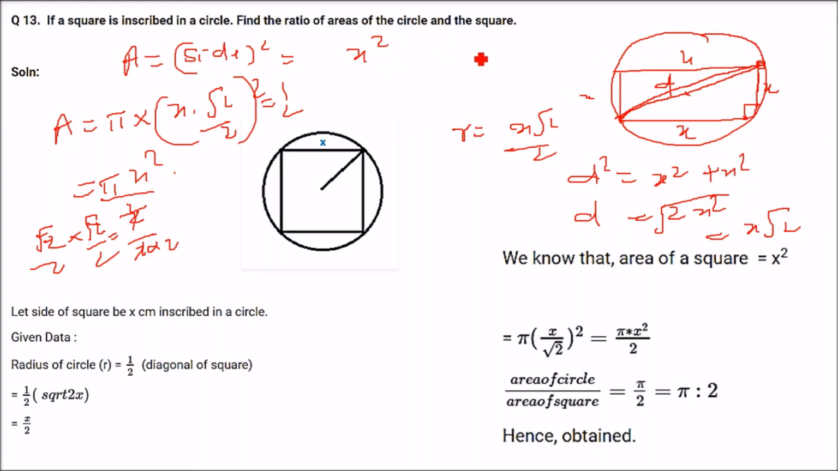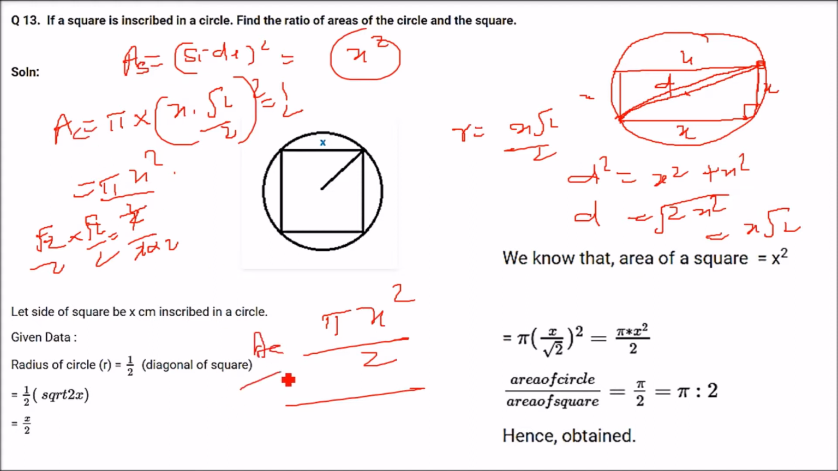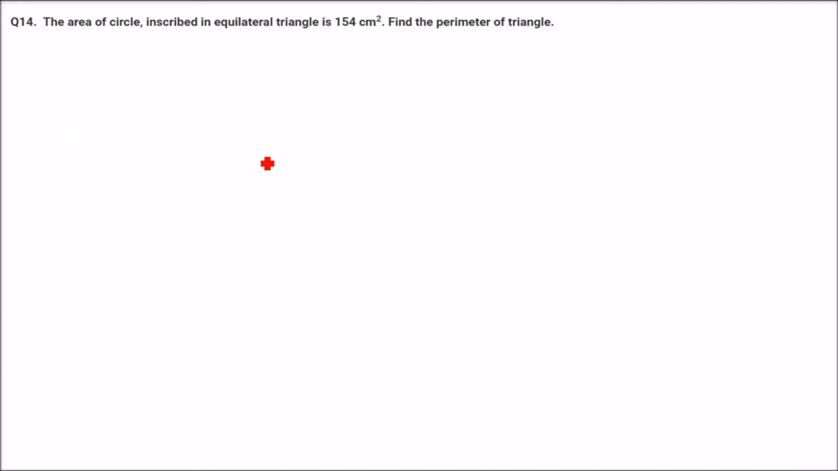Now what is the ratio? The ratio of the areas of the circle and the square. So we have the area of circle, which is pi x square by 2, and here we have x square as the area of the square. So area of circle by area of square is equal to pi x square by 2 over x square. X square gets cancelled, you get pi by 2, or you can write it as pi is to 2. This is the answer.